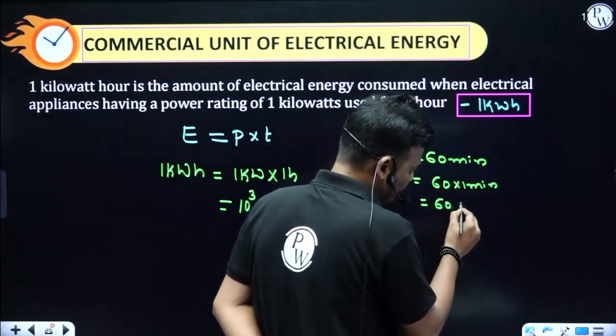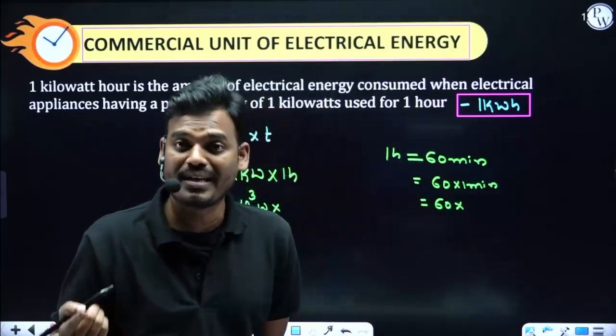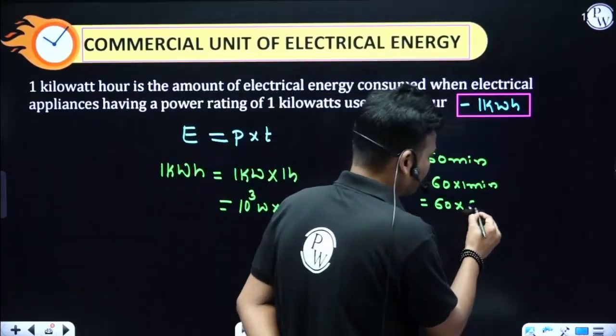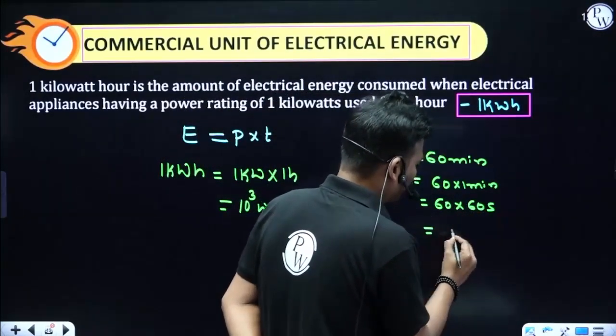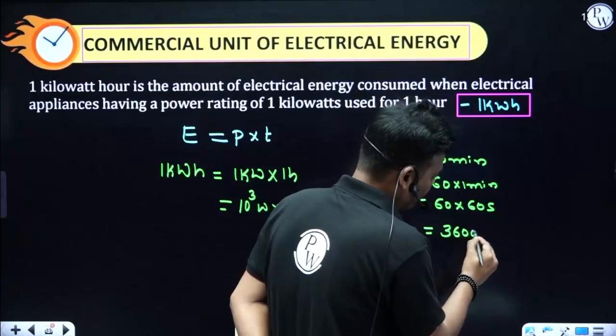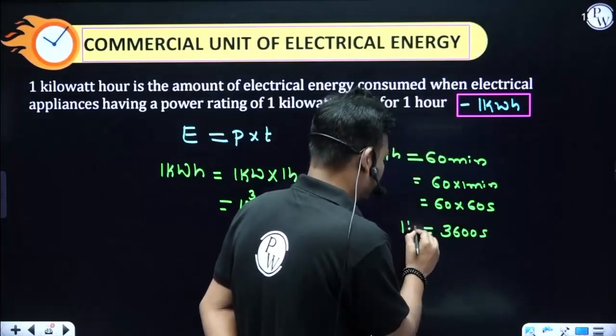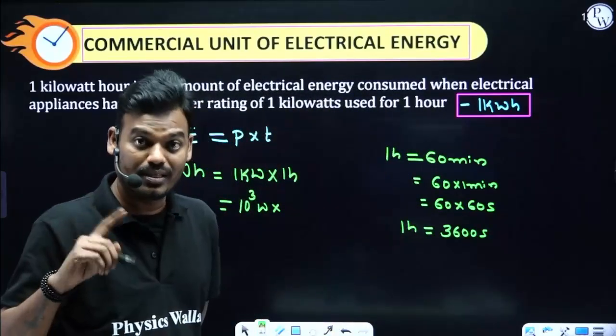And 60 as it is, 1 minute is equal to how many seconds? That is 60 seconds. 60 seconds. Therefore, 3600 seconds. Okay, 3600 seconds. That is, 1 hour is equal to 3600 seconds.